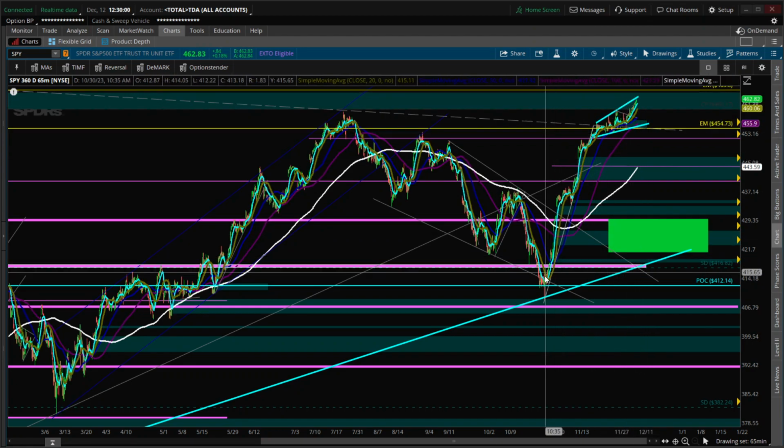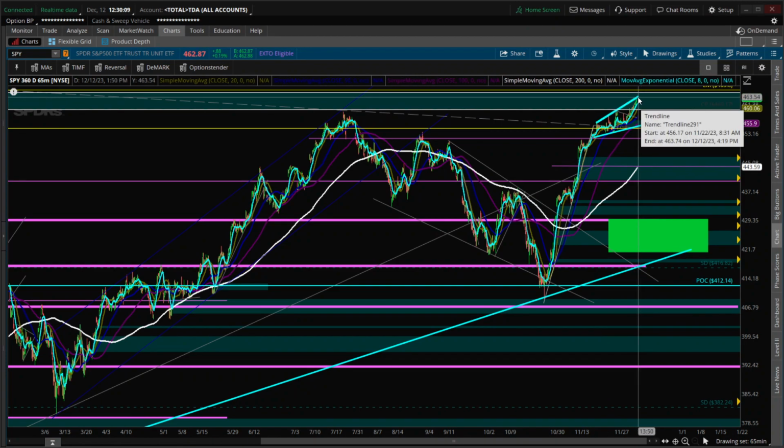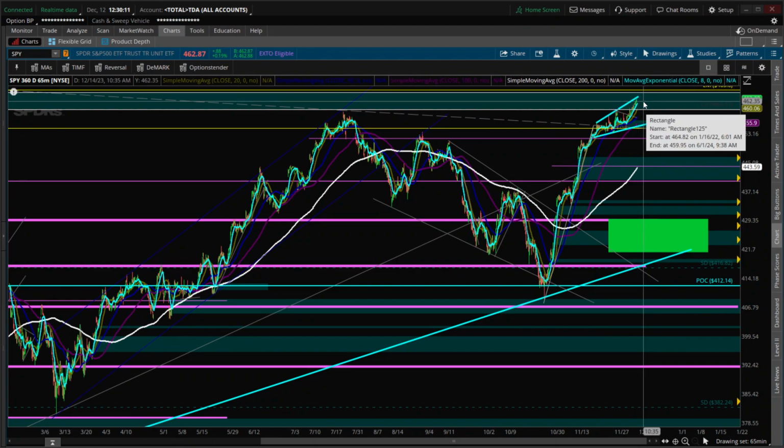There's no real impulse like these here. It looks like it's just trying to find a home, a destination, and then reverse from there.